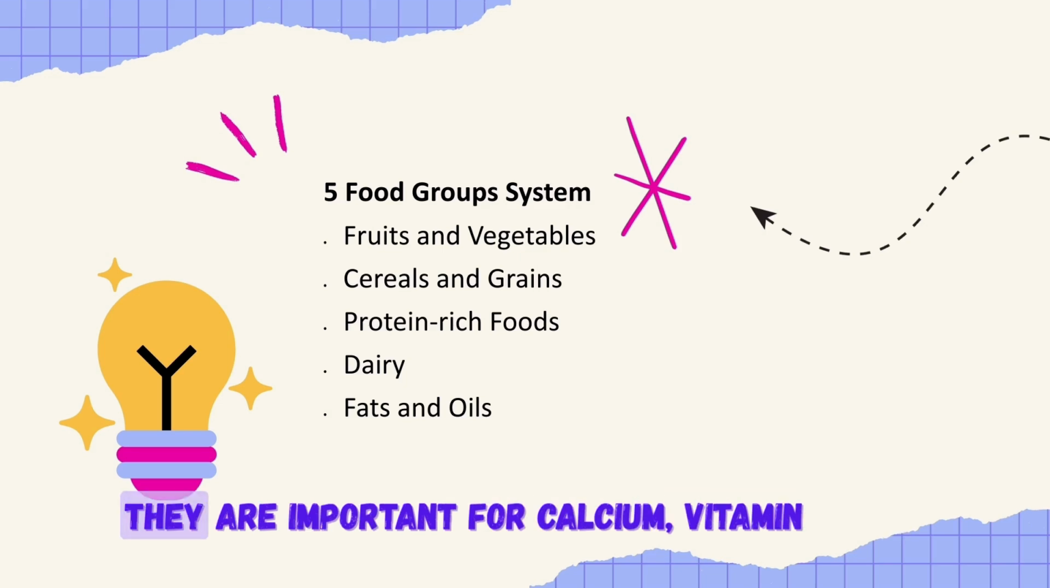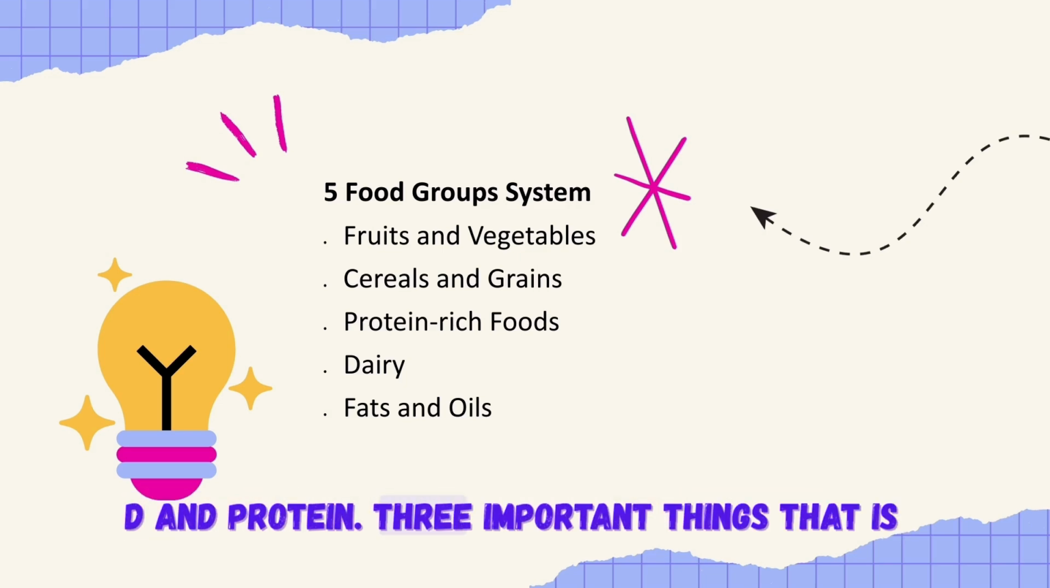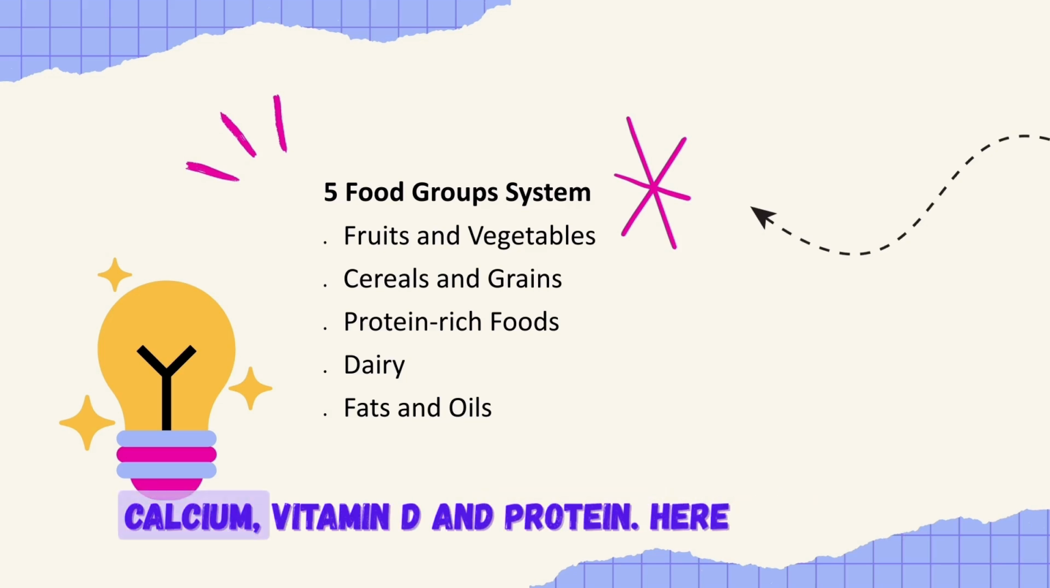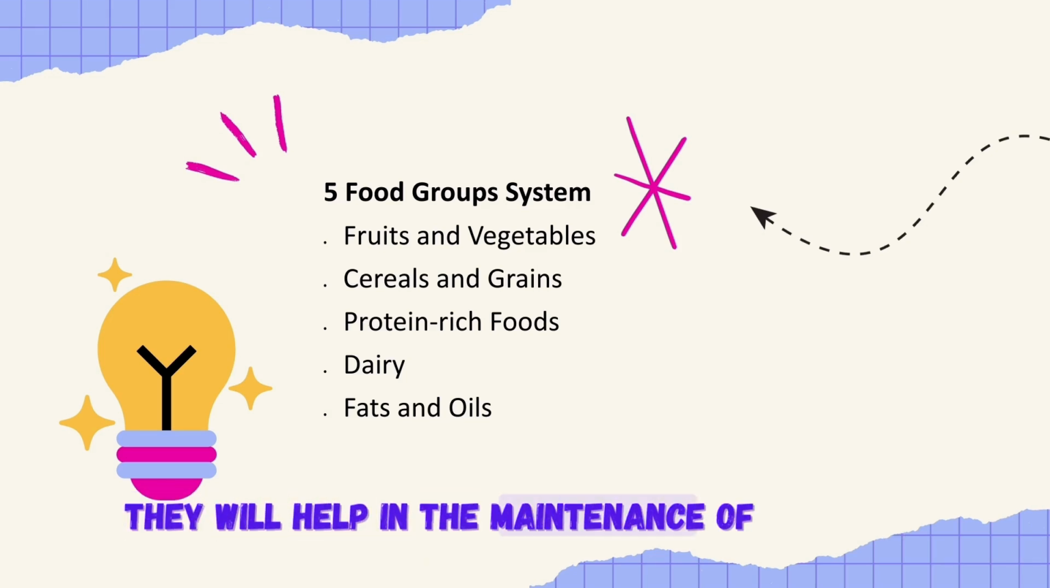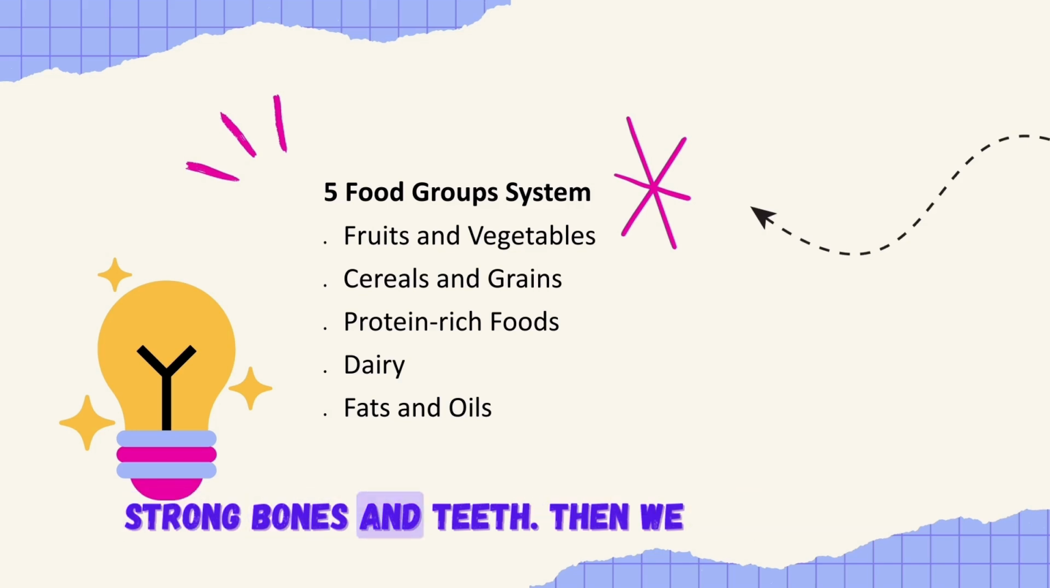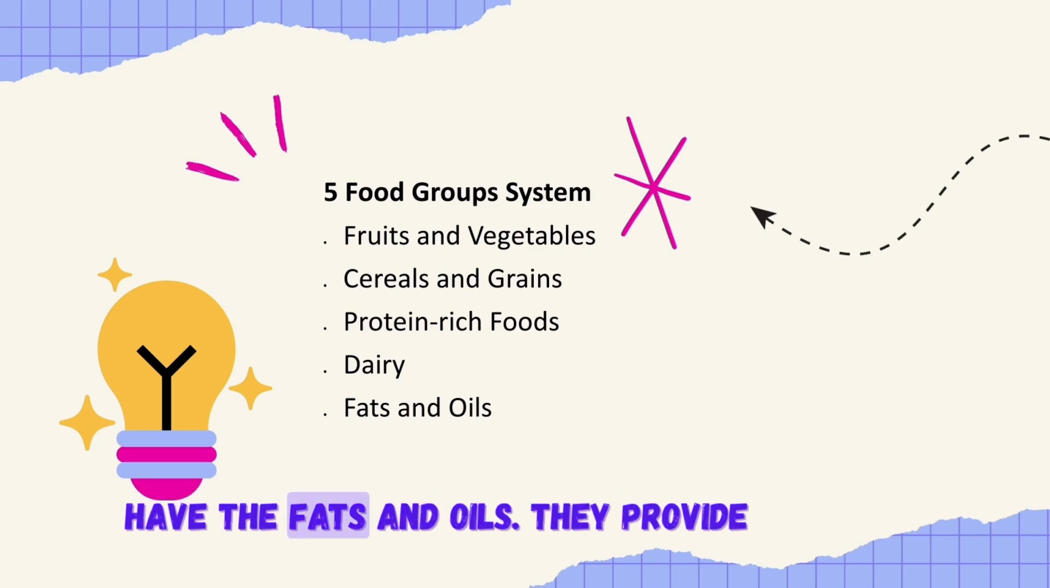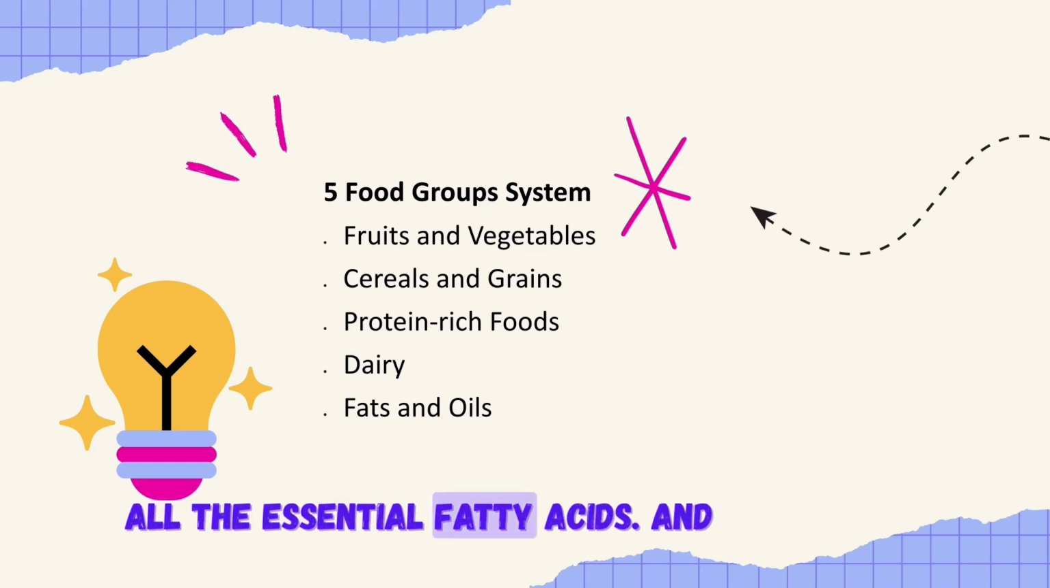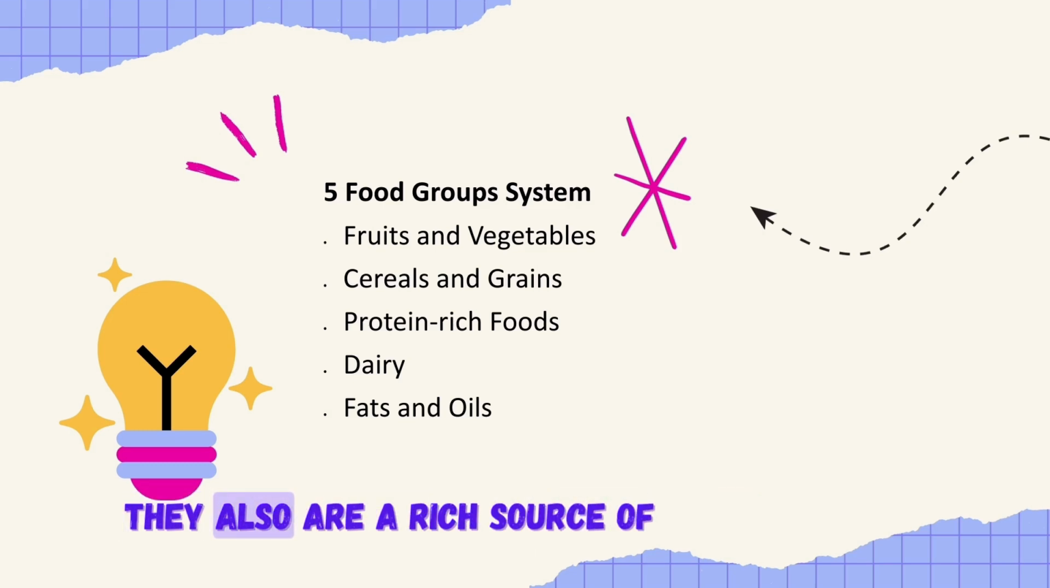Then we have dairy. They are important for calcium, vitamin D, and protein. Three important things, that is calcium, vitamin D, and protein. Here, they will help in the maintenance of strong bones and teeth. Then we have the fats and oils. They provide all the essential fatty acids, and they are also a rich source of energy.